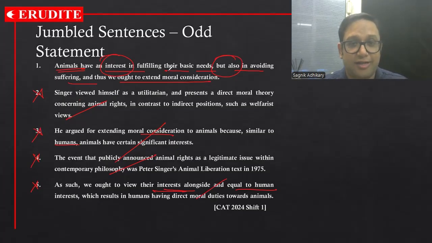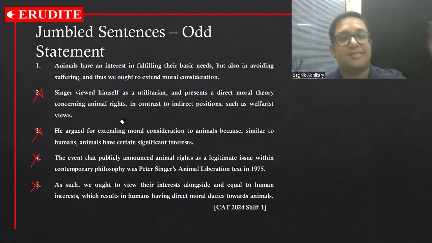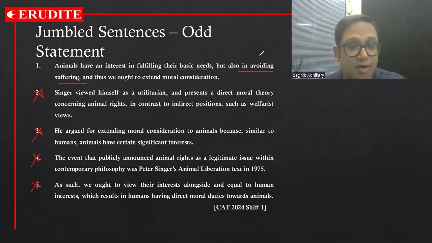Animals have an interest in fulfilling their basic needs, but also in avoiding suffering, and thus we ought to extend moral consideration. So here also we're talking about moral consideration, but the confirmation of why moral consideration must be extended to animals comes from the contrast between their interest in fulfilling their basic needs, but also in avoiding suffering. So it is because of avoiding suffering, not because of fulfilling their basic needs, which seems to suggest that there is some distortion between this and the other statements.